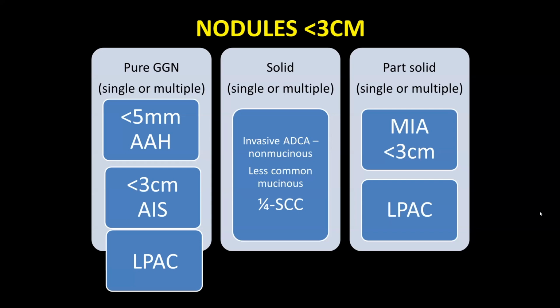I'll let you know what a lipidic predominant adenocarcinoma is in just a few slides. These are the differentials you can think of when it's a pure ground glass nodule. When it is solid, it can be either single or multiple. Invasive non-mucinous adenocarcinoma is the most common histological subtype which produces solid nodules. Less commonly, mucinous adenocarcinoma. And remember, a quarter of solid nodules can be due to squamous cell carcinoma.